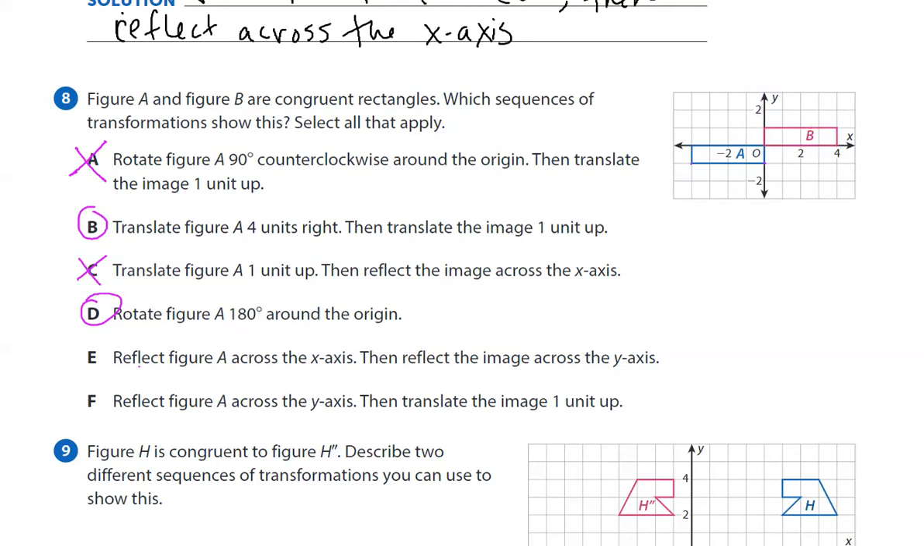Okay, reflect figure A across the x-axis. So reflecting across the x-axis flips it over here. Then reflect across the y-axis. So now it's flipping again over here. And yeah, it's technically flipped over, but because it's not giving us labels for the vertices, the shape is the same. It's fine. Oops, why am I doing that? I need my eraser.